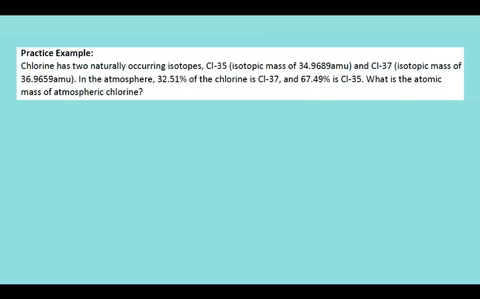All right, so let's work through these calculations of how we take a weighted average. The big thing, this is not a normal average. We don't just add them together and divide by how many numbers we have. We have to take into account their percent abundances.